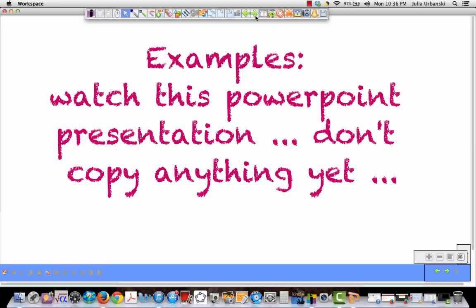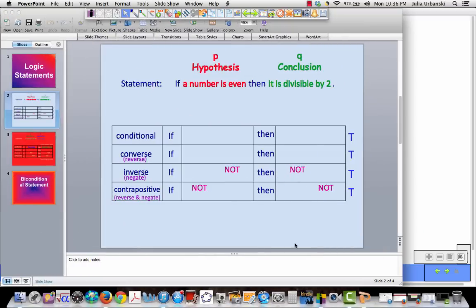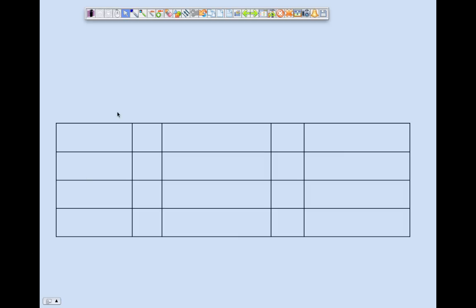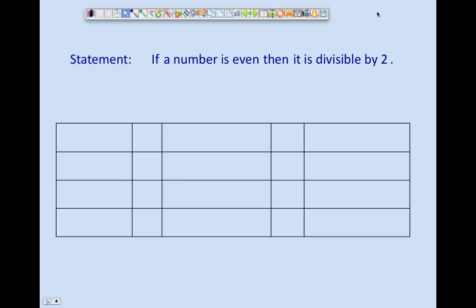Alright, so I'm going to start off by just showing you some examples to look at. There's nothing to write down right now. We'll come back to one or two for you to write down in a second. But right now, just take a look at these right here. The statement that you're given is an if-then form. And it says, if a number is even, then it is divisible by 2.